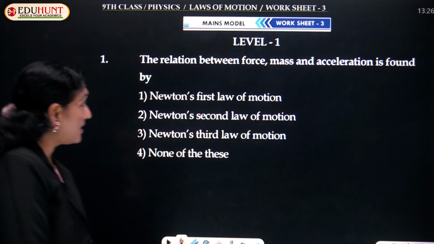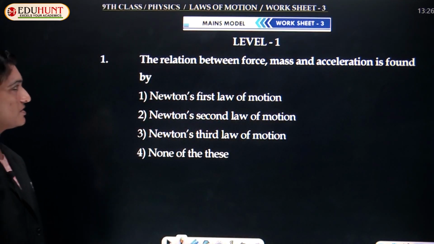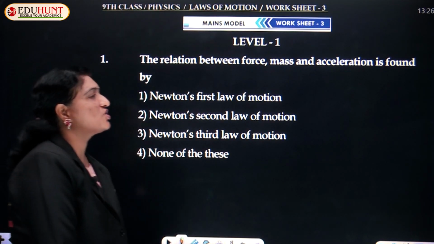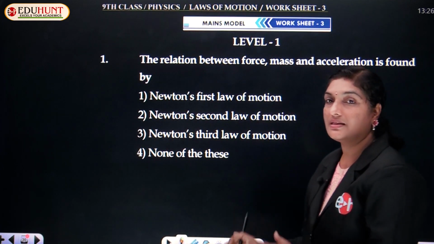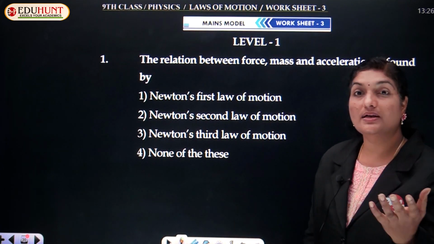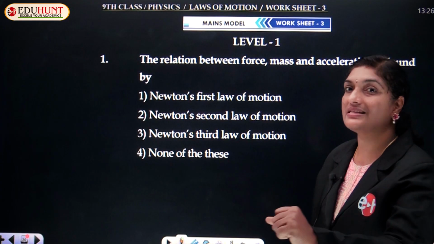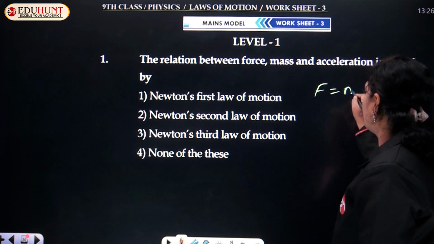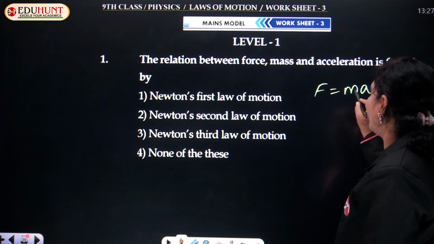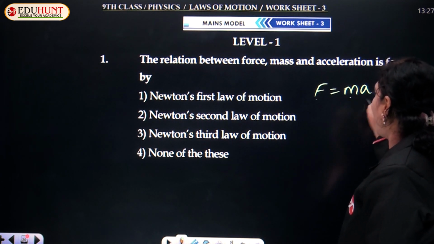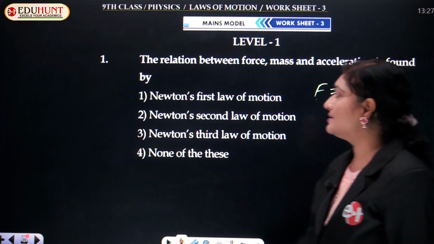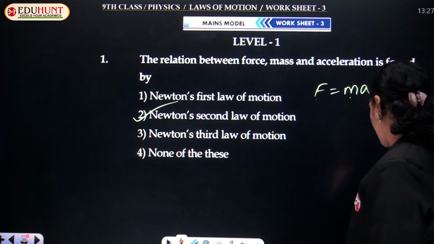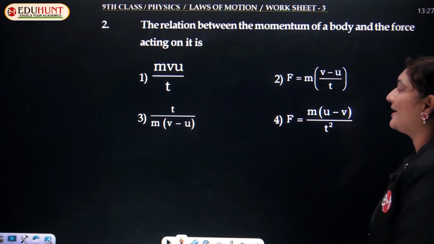So first of all, let us try to understand very well the first question. The relation between force, mass and acceleration is given by, so this relation was given in Newton's second law. This defines force. As we know, force is equal to mass into acceleration. So the relation between force, mass and acceleration was discussed in Newton's second law of motion. So let us go with the second question, children.